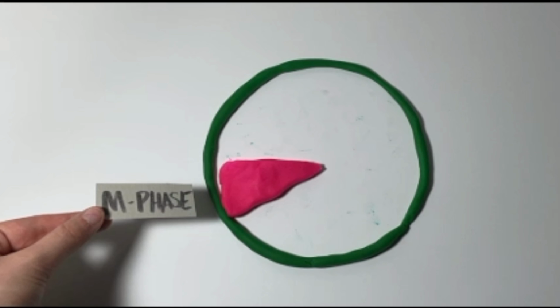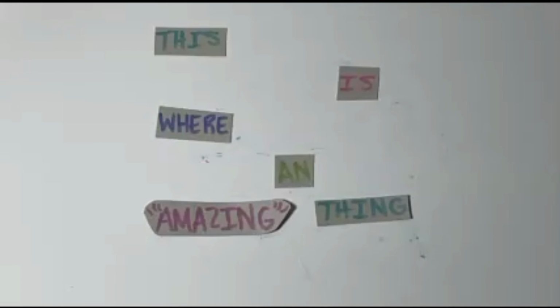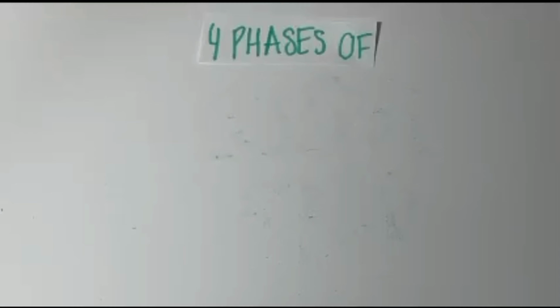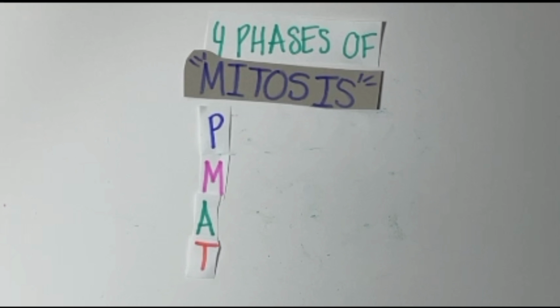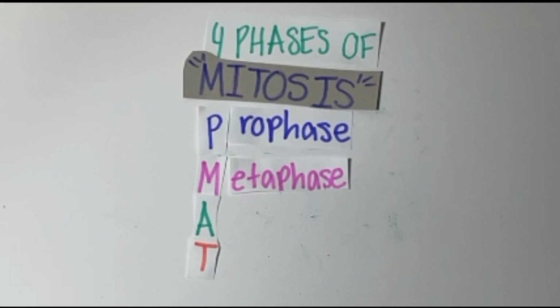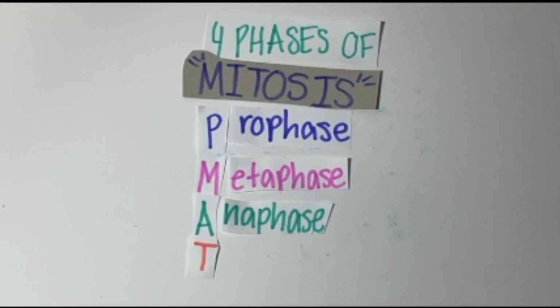Once the cell is done with interphase, it will move on to the M phase. And this is where an amazing thing called mitosis happens. Mitosis is the process in which the cell divides into two genetically identical daughter cells. By dividing, more cells are produced, which can help objects repair and grow. Mitosis can be split into another 4 phases. This may seem like a lot to take in, but one good way to remember is PMAT. P stands for prophase, the M stands for metaphase, the A stands for anaphase, and the T stands for telophase.